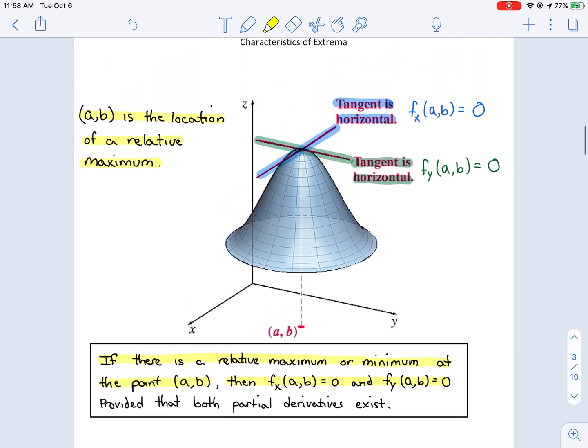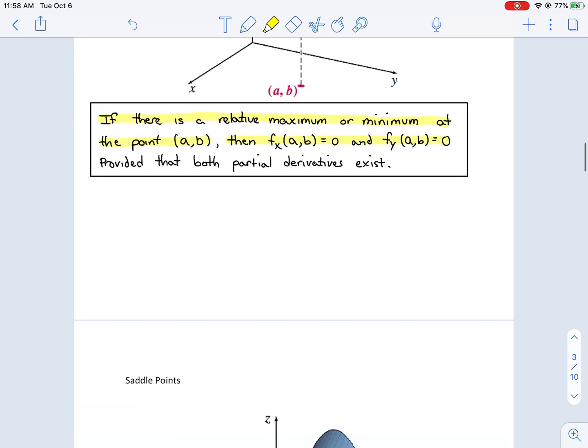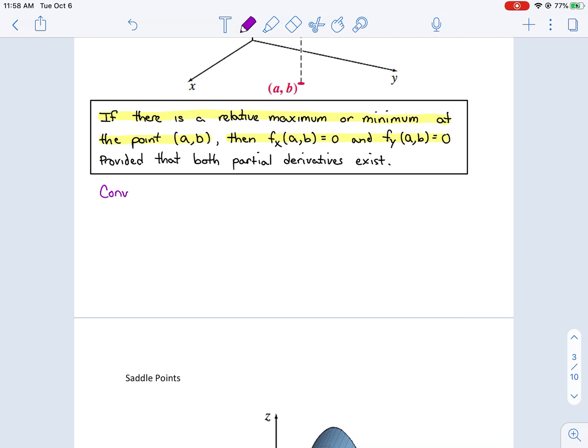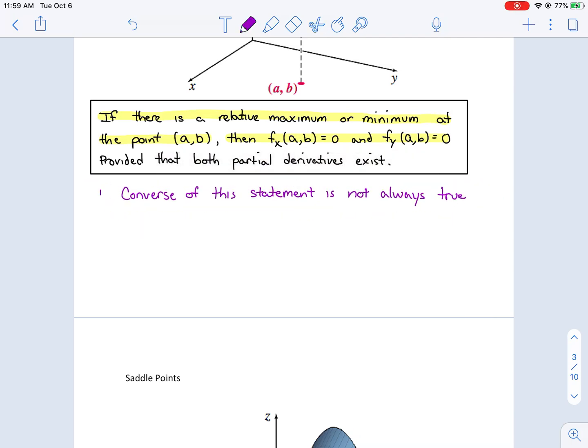But what happens if we started with both partial derivatives equal to 0 first and tried to conclude that there was a relative maximum or relative minimum? Well, we can't do that. Actually, in fact, the converse of this statement is not always true. All right, so what do I mean by the converse?